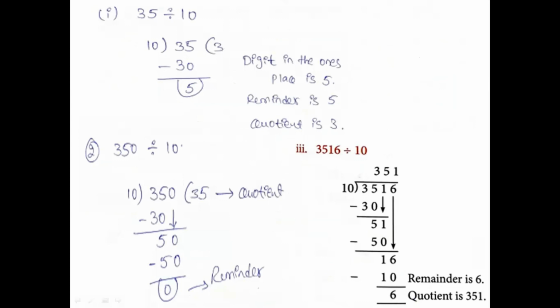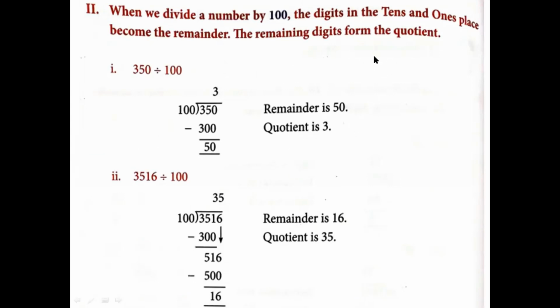35 divided by 10. 10 divisor, 35 dividend. 10 threes are 30. 35 minus 30, difference is 5. Remainder is 5. Quotient is 3. Digit in the ones place is 5. Remainder is 5. Quotient is 3. When we divide a number by 10, the digit in the ones place becomes the remainder. The remaining digits form the quotient.